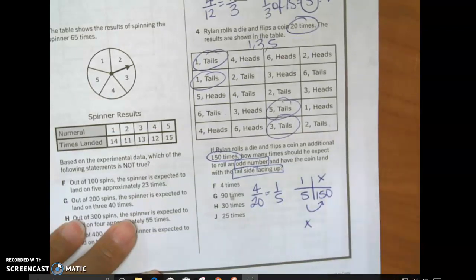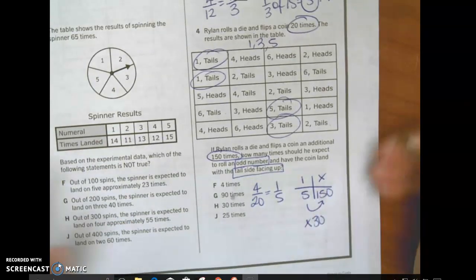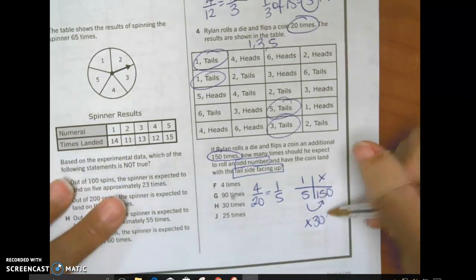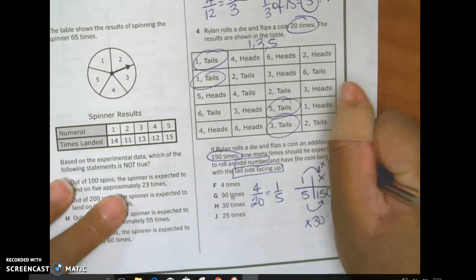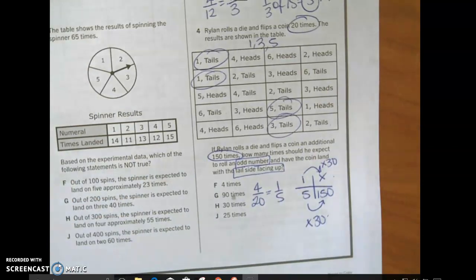5 times 100 is 500. How do I get from 5 to 150? Nope, not going to work. To get from 5 to 150, you have to divide. You can divide by a fraction, or multiply. Good. Times 30. She said it: reciprocal. And then whatever I do to the bottom, you do to the top. It's called the do-do method. Been calling it that for years.